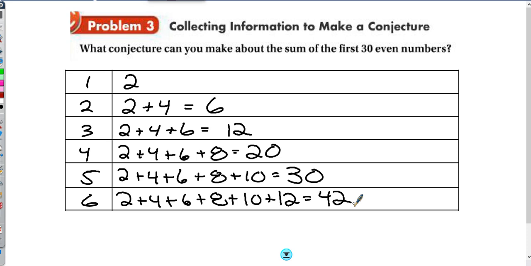So we need to make a conjecture about this, about the first 30 even terms. Does that make sense? We did the first 6 even terms, and we need to make a conjecture. I want you to look not at the numbers we added, but at the term numbers and the sum. I want you to compare these numbers with each other.